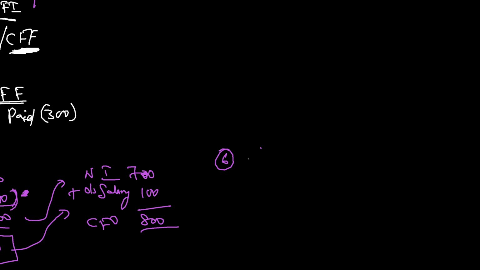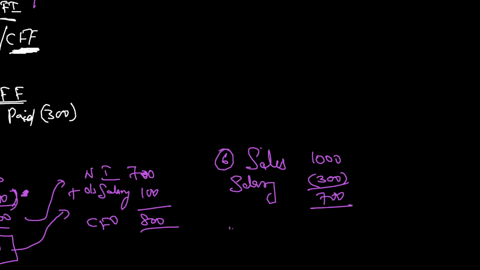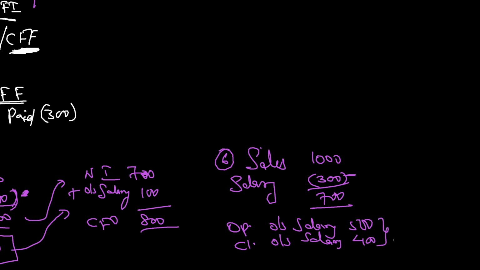I hope I get enough space here. Sales 1000, then salary, imagine 300, so 700. Okay, and then when I look at the balance sheet, what I find out is opening outstanding salary 500 and closing outstanding salary, let's say 400. So what does this indicate? This indicates that I have paid 300, and also, because 500 has come down to 400, that means I have paid 100. Last year's salary also I have paid 100 here.